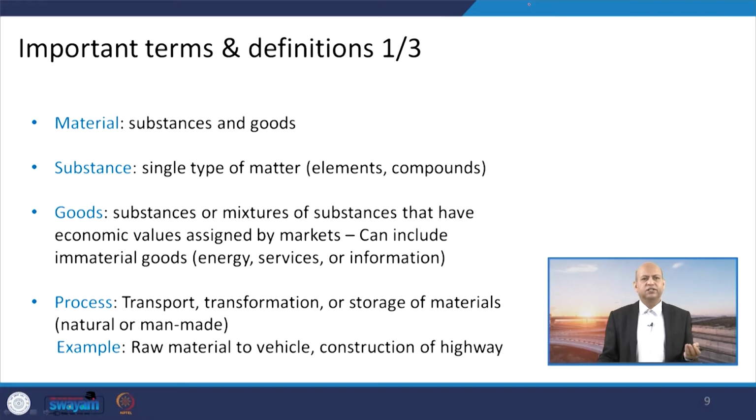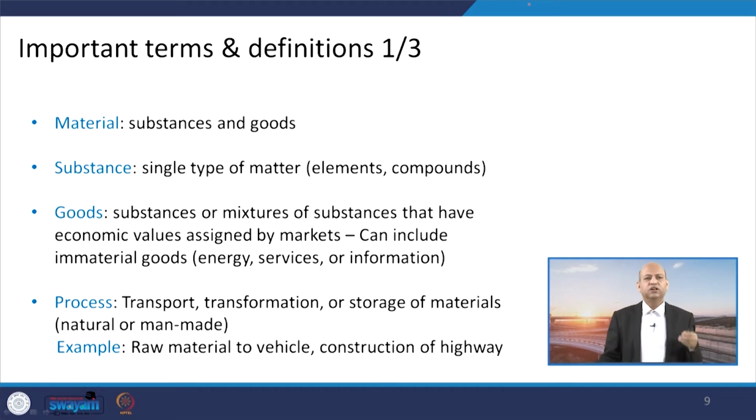There are certain terminologies like materials, substances, goods, processes. So, they are defined here. Substances or goods are basically materials, and if we talk about only the substances, then this is a single type of matter, elements or compounds. Okay. Goods have several kinds of substances in them. And processes like services or energy are also known as goods. Okay. Goods and services tax, you might have heard GST, right.